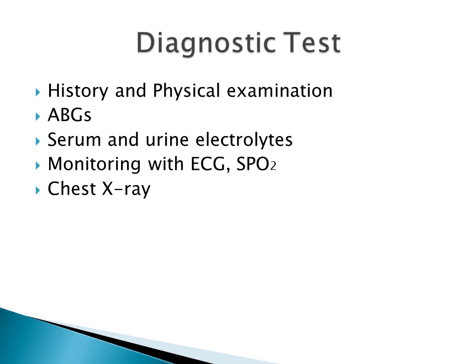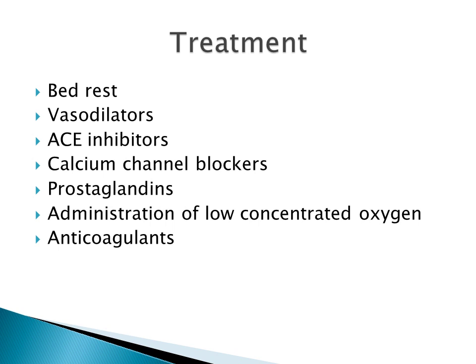A detailed history and physical examination is needed in the diagnostic evaluation of cor pulmonale along with chest X-ray. Arterial blood gases, serum electrolytes, and monitoring with ECG and oxygen saturation are needed as well. The primary management of cor pulmonale is directed at treating the underlying pulmonary problem. Long-term low-flow oxygen therapy will correct hypoxemia, which will reduce vasoconstriction and reduce pulmonary hypertension.